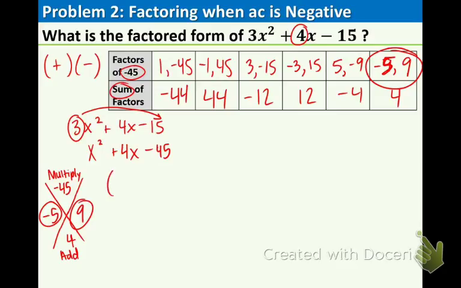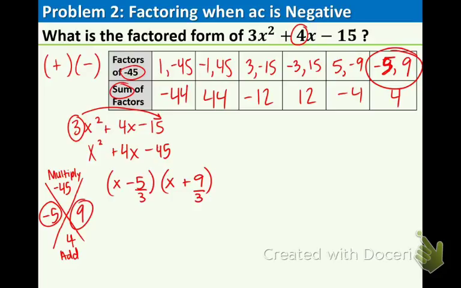Now we're going to use those numbers in our sets of parentheses. The x always goes first. Now put the negative 5, put the positive 9. I know it feels like we're done, but we're not because the leading coefficient was not 1. So now we must divide by the number that we slid. So divide by 3, divide by 3.